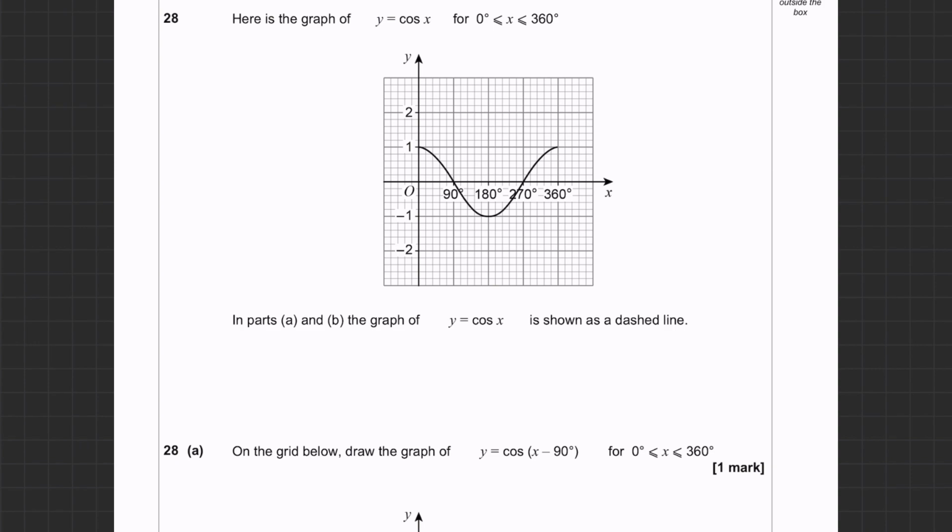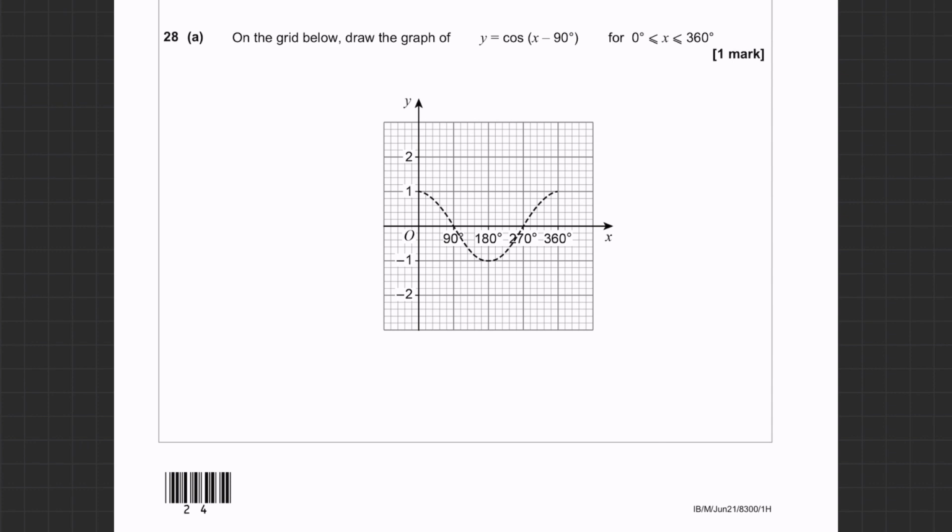In parts A and B, the graph of y equals cos x right here is shown as a dashed line. So this will be represented by a dashed line for the following questions. On the grid below, draw the graph of y equals cos x minus 90 degrees.